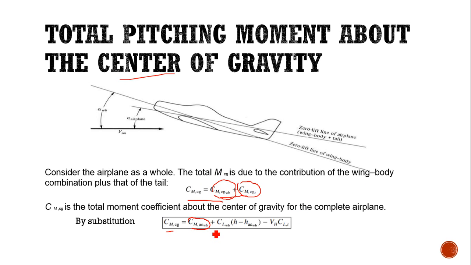So the equation reduces to CMACWB plus CLWB. Because, as I told, CLWB is equal to AWB into alpha WB. For this part I am putting CLWB, so the equation is CLWB into H minus HACWB. Minus this part is for the tail plane. The moment about the center of gravity of the tail is equal to VH into CLT.